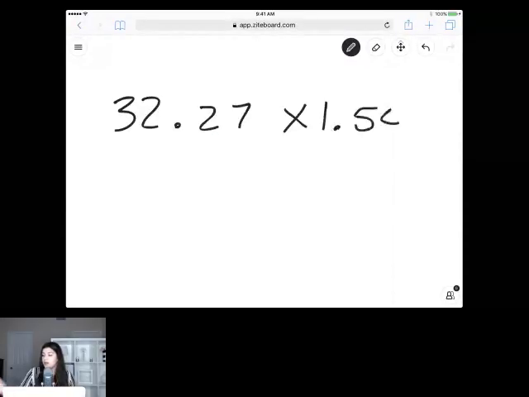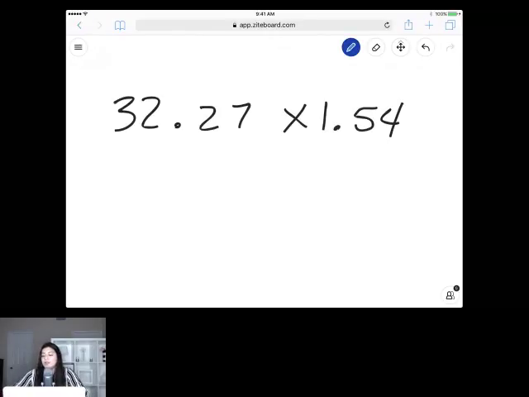All right. So let's move on to something like 32.27 times 1.54. So now we are multiplying. So with multiplying and dividing, what's our rule with significant figures? You guys remember? When multiplying or dividing, what's the rule for significant figures? Anybody? Smallest number of significant figures. Good.